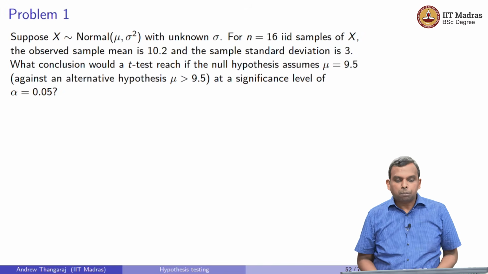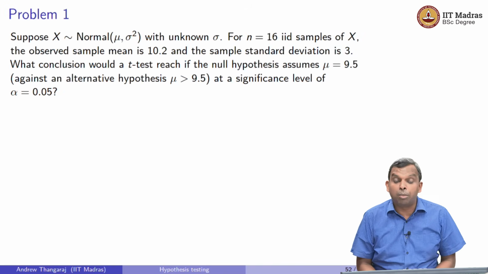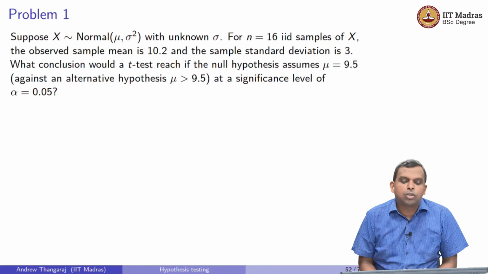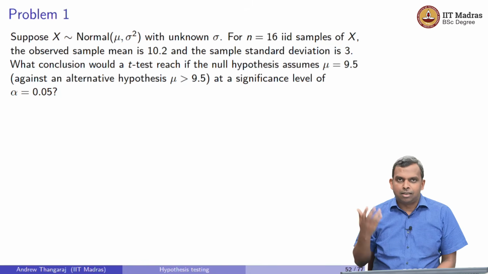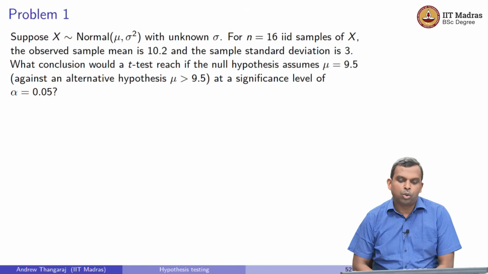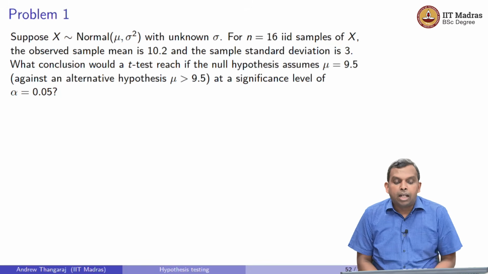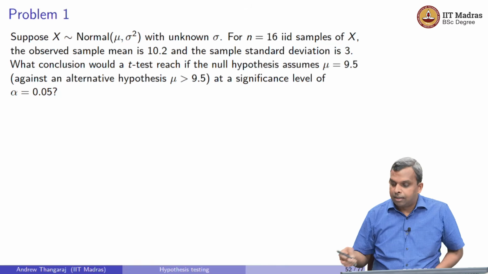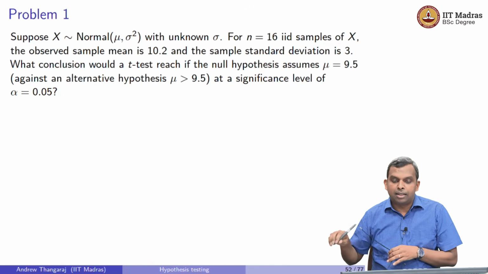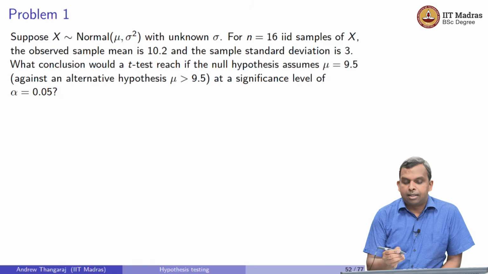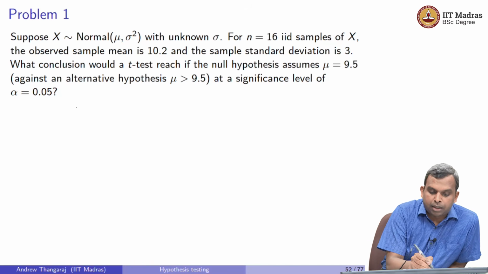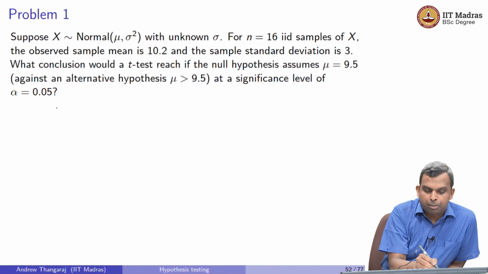So let's begin. X is normal with mean mu, variance sigma squared. Sigma is unknown. Okay, so this is the t-test, right? So you don't know sigma. There are 16 IID samples, and the observed sample mean is 10.2 and the sample standard deviation is 3, right? So you have samples.